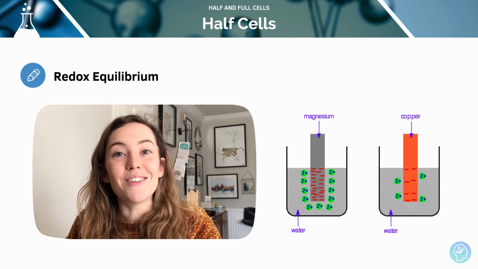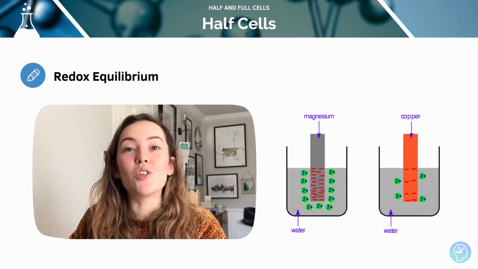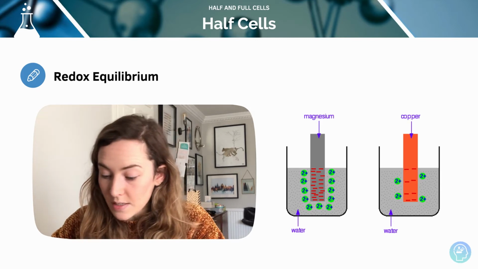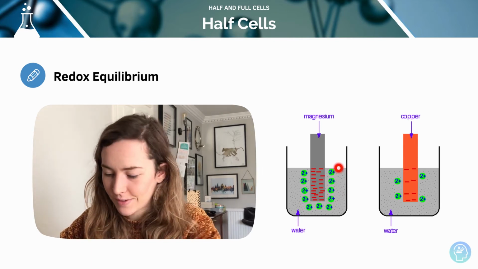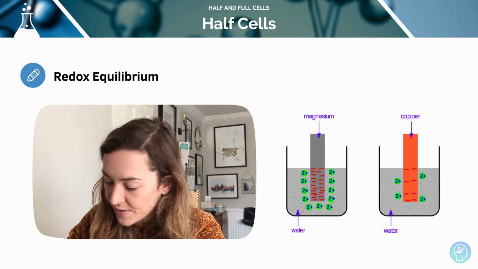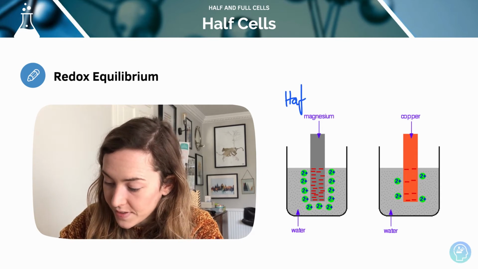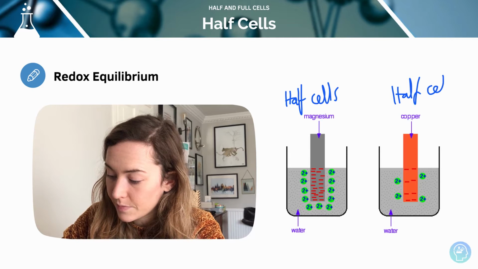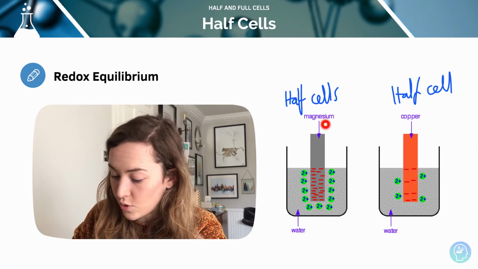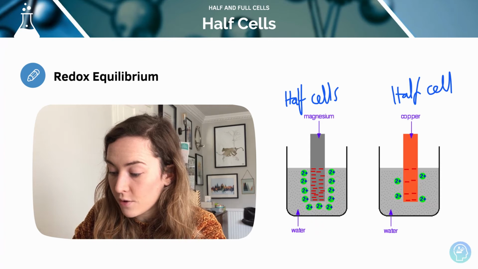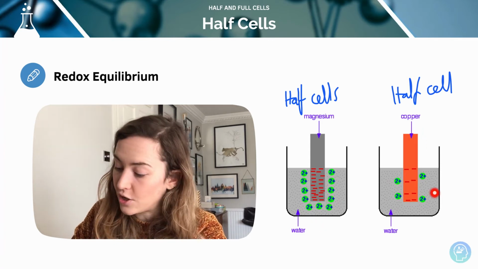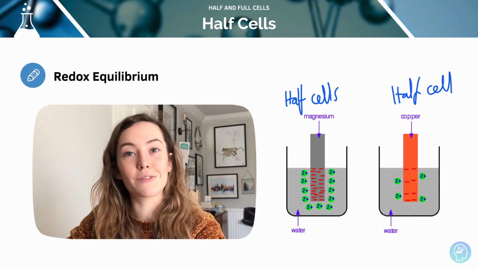We can create a dynamic equilibrium. And how we do this is we dip a rod of the metal into a solution of its own ions. And this is called a half cell. So these are two separate half cells. At the moment they're totally separate, and they're two different examples. I've got a rod of magnesium in a solution of Mg2+ ions, and then I've got a rod of copper in a solution of Cu2+ ions.